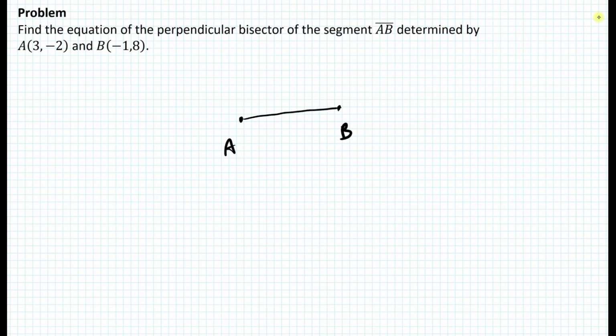So the perpendicular bisector, as you remember, is defined as a line that is perpendicular to segment AB, okay? And goes exactly through the midpoint of segment AB, okay? So there are a few things we need to find here. First, we need to find the slope, then the reciprocal of the slope because it's perpendicular, and the midpoint, and then define the equation, okay? So let's get into it.